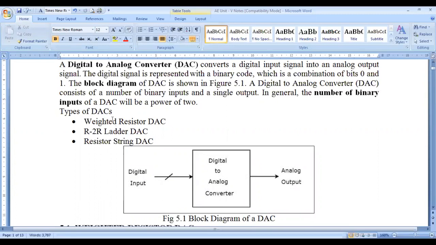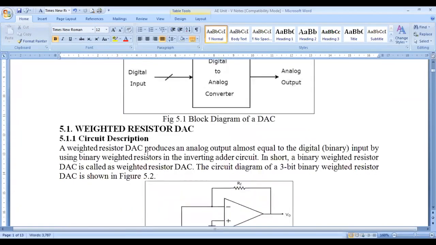There are three types of DACs available. First one is weighted resistor DAC. Second one is R to R ladder network. Third one is resistor string method. The first method, weighted resistor DAC.